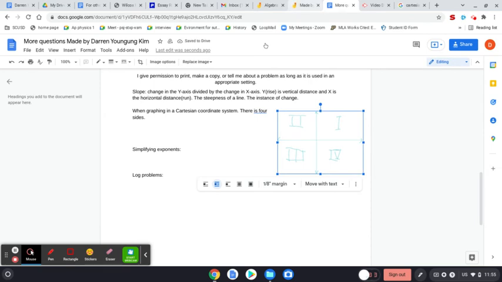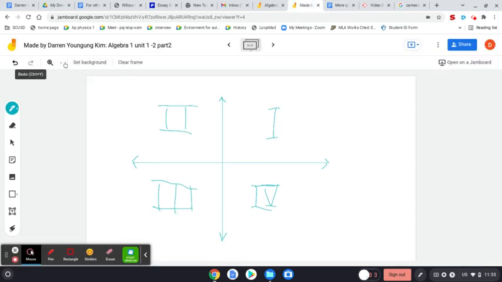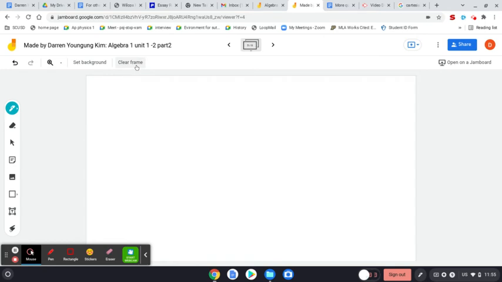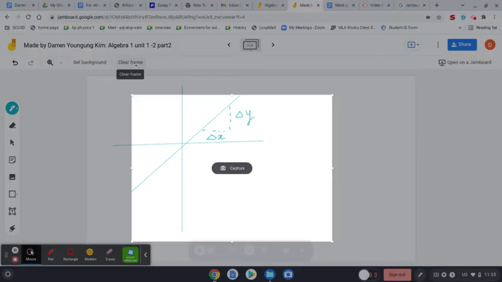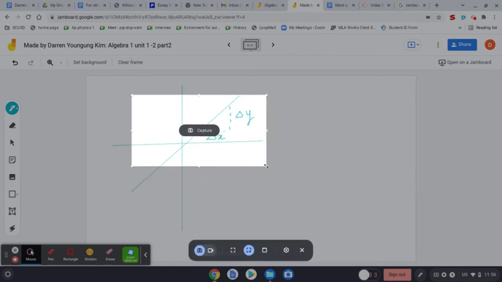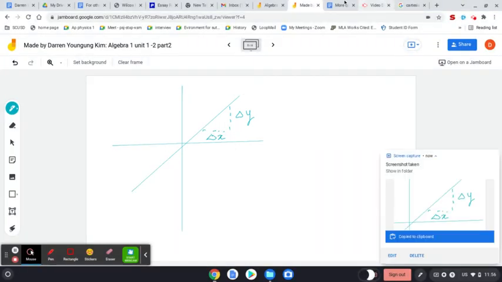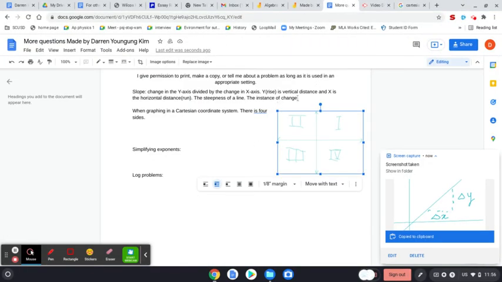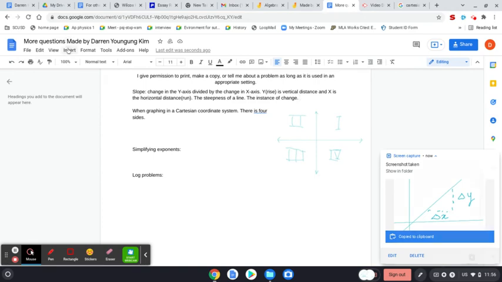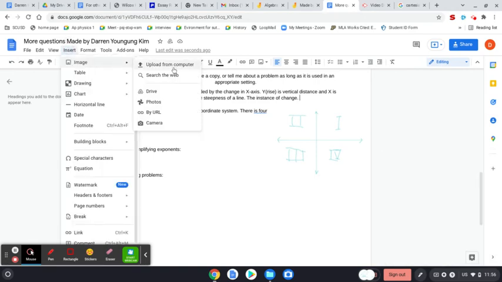We should also have one for slope, which I'll just do right now because it isn't really that hard. Okay, change in y, change in x. We should also explain what those symbols mean. I totally forgot about that. Okay, so let's just insert it above the computer.